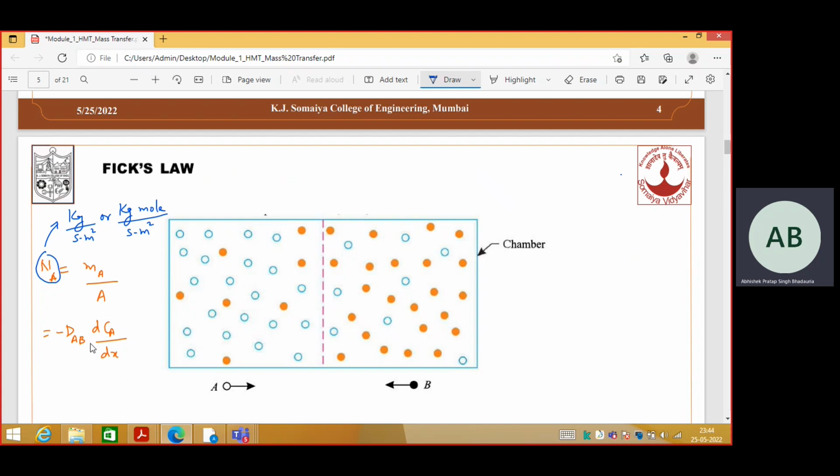The unit of D_AB is meter square per second. So what is this diffusion coefficient? The unit of this mass diffusion coefficient is the same as the thermal diffusivity, that is, meter square per second, and it is the same as the kinematic viscosity also. So the diffusion coefficient is a transport property of the fluid, since it has the same unit or dimension.